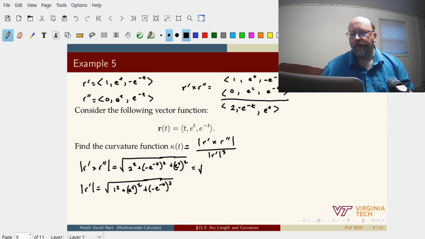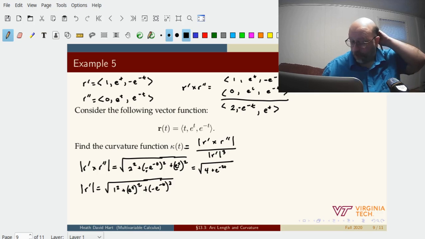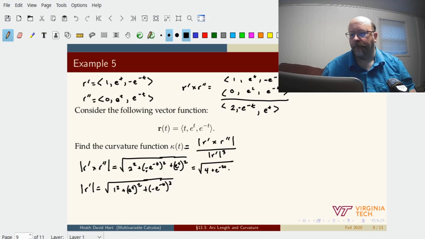All right, this simplifies to 2 squared is 4. The negative cancels when we square it, and what we're left with here is e to the negative 2t. And this is e to the positive 2t. And then this is the square root of 1 plus e to the 2t plus e to the negative 2t.